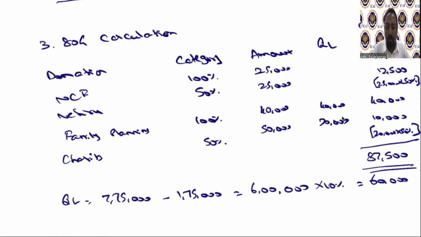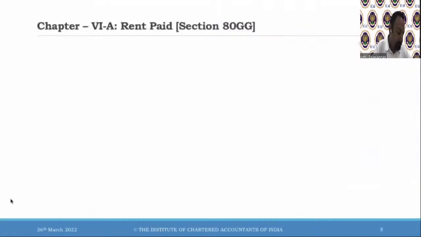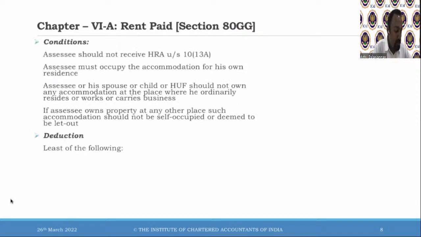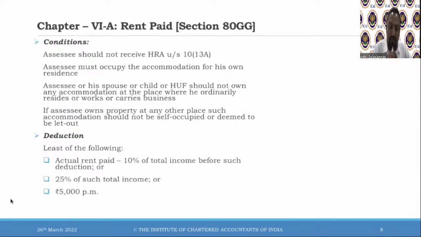I hope you have understood. So I'll proceed with the next section, 80GG. What is 80GG? 80GG is typically for persons who do not have house rent allowance. The persons who are not receiving house rent allowance will be classified under 80GG. One of the primary conditions is that they should not receive HRA. This is the first condition. The second condition is that it must be for his own residence.